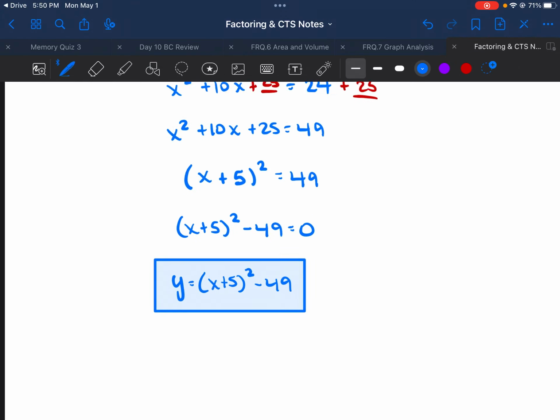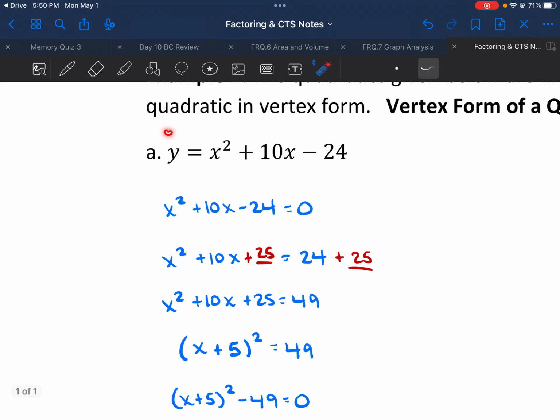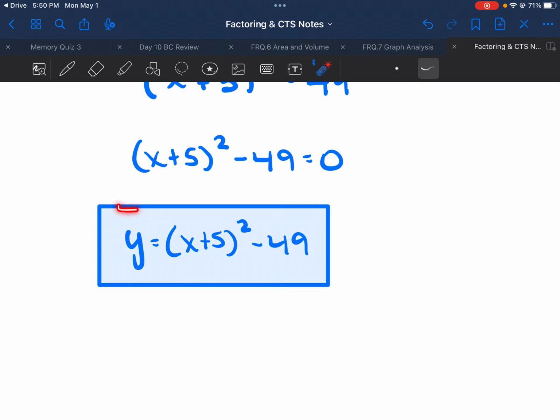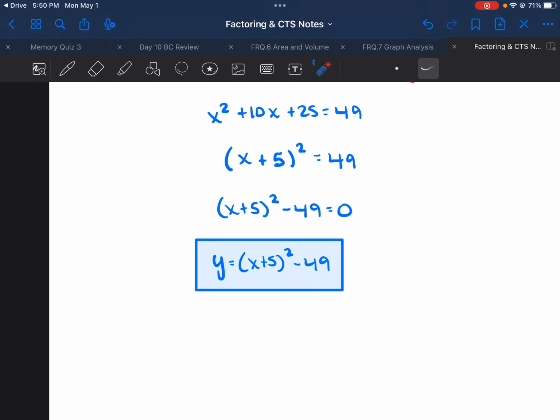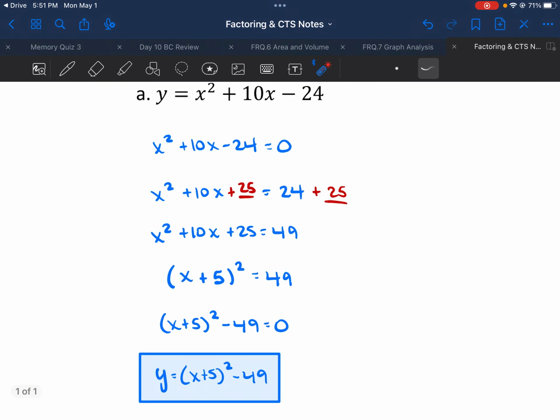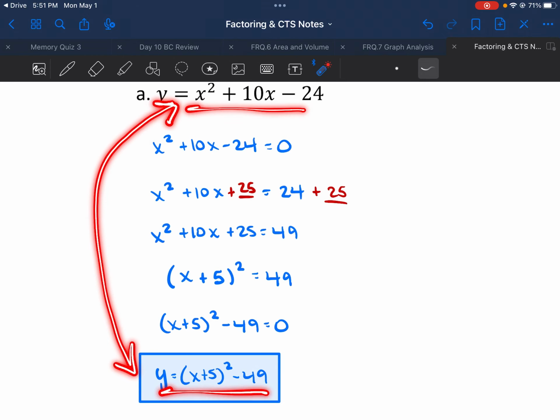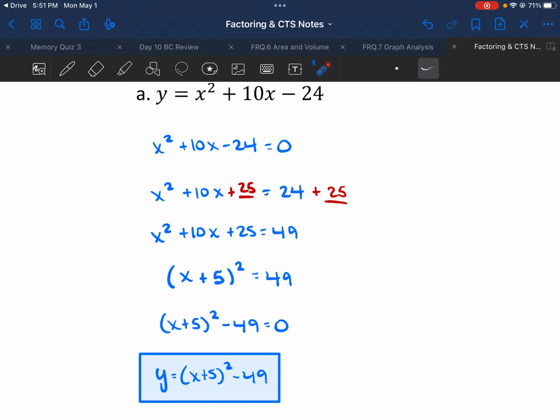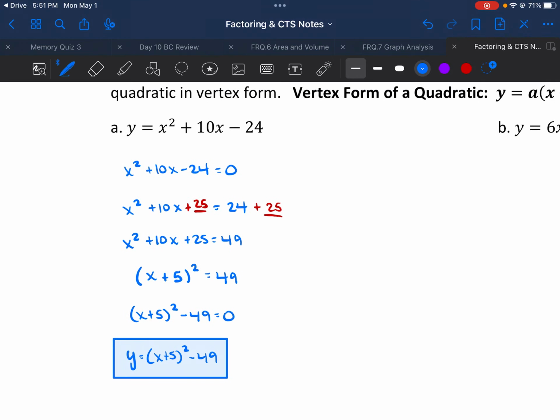So what we just did is we took our quadratic in standard form and we rewrote it in vertex form. These are the exact same thing. These are the same quadratic, just in different forms. Standard form, vertex form. All right, let's try another one.